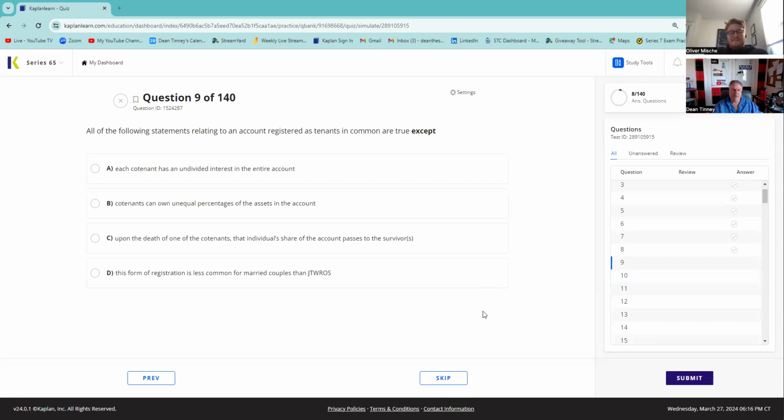All the following statements related to an account registered as tenants in common are true except. Okay, so B is correct. Upon death of one of the co-tenants, that individual's share of the account passes to the survivors. No. This form of registration is less common for married couples, and yeah, that's true. Each co-tenant has an undivided interest in the entire account. That's true. So it's C.